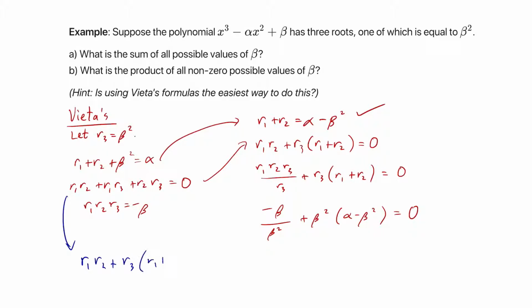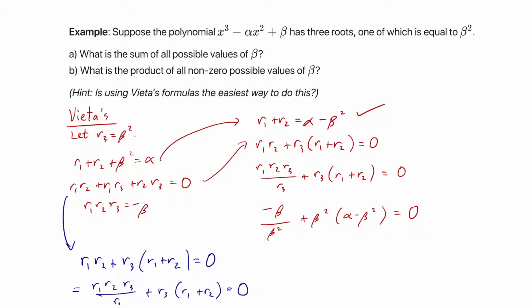So I have R1 plus R2 is 0. But I already have an expression for R1 plus R2. That's this guy over here. And I can rewrite R1 R2 as R1 R2 R3 divided by R3. It's the same trick we used in the last problem. So I can write this as R1 R2 R3 over R3 plus R3 times R1 plus R2 is 0.